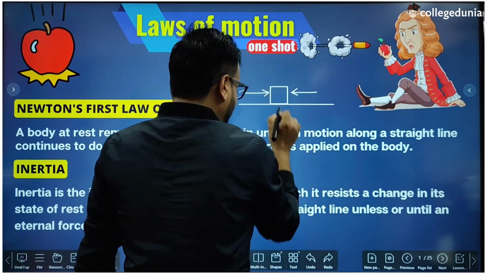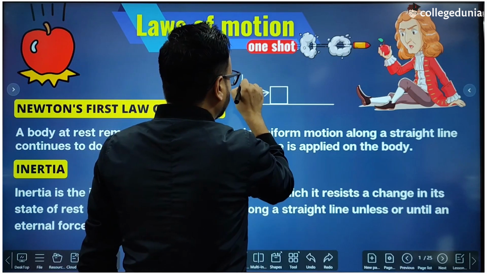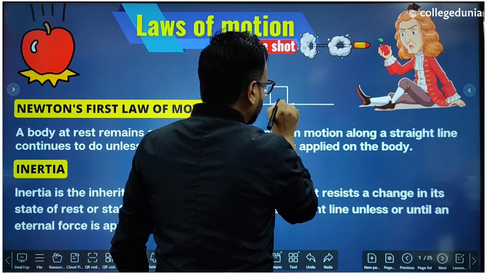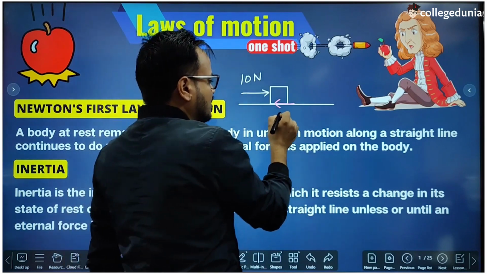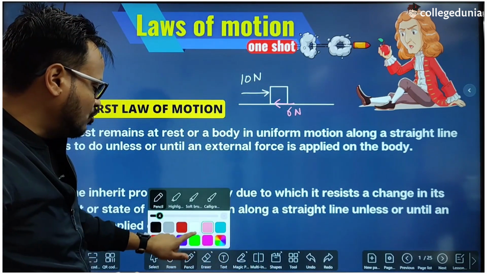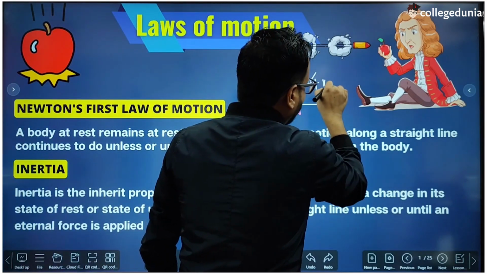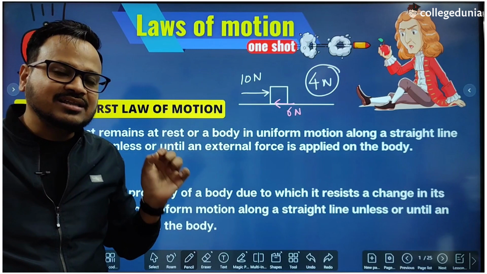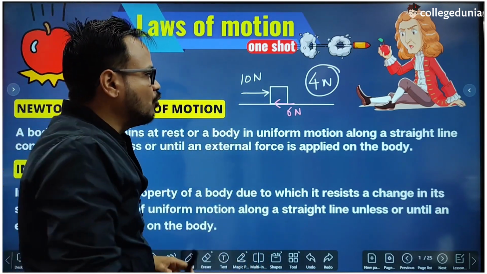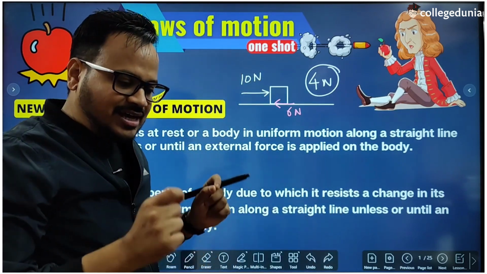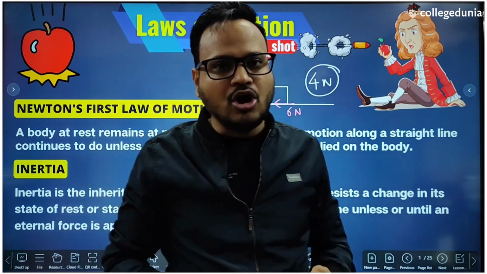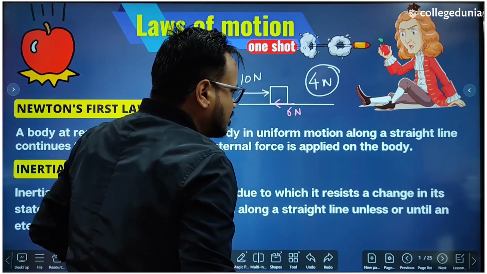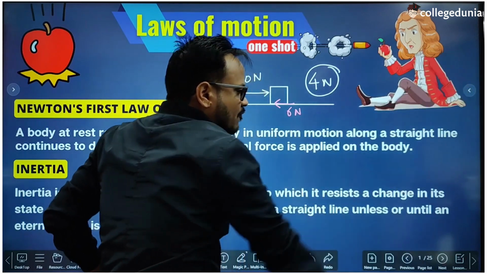For example, suppose we are applying an external force of 10 Newton to push this block, and the friction against the block which is applied by the surface is suppose 6 Newton. Now there is an unbalanced force of 4 Newton, 10 minus 6, right? If force applied is 10 Newton on this side and 6 Newton on this side, then there is an external unbalanced net force of 4 Newton along this direction. So if there is a non-zero external force acting on the body, then the body cannot move with constant velocity. In this situation, this block cannot move with constant velocity. It will accelerate in the direction of net force.